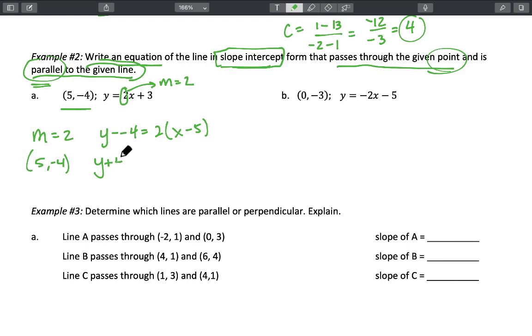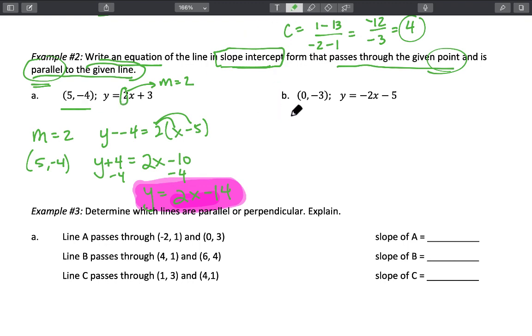This is y plus 4 is equal to 2x. I'm going to distribute this 2 minus 10. Finally, I'm going to subtract 4 over to the right-hand side, and I get my equation y equals 2x minus 14. And here is the equation of the line. That kind of blocks that out a little bit there. Maybe you can see it. That is the equation of my line that is parallel to the line y equals 2x plus 3, and it passes through the point 5, negative 4.